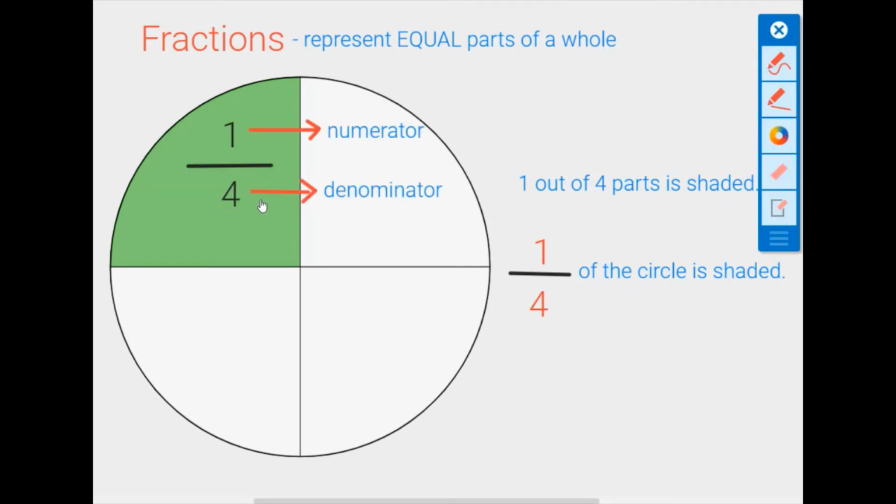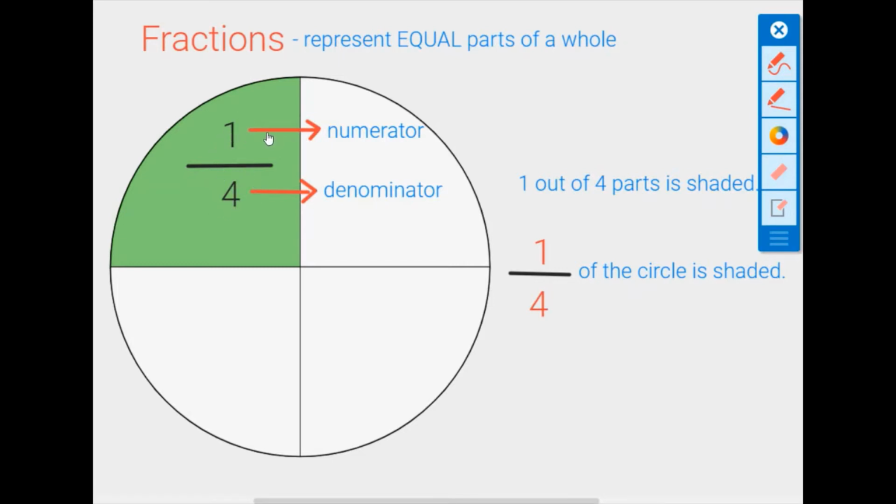The number at the bottom is what we call the denominator. In 1/4, the number at the bottom is 4. This represents the number of slices the whole is cut into. Notice that in this example, the whole circle is cut into 4 equal parts. Thus, we put 4 at the bottom.